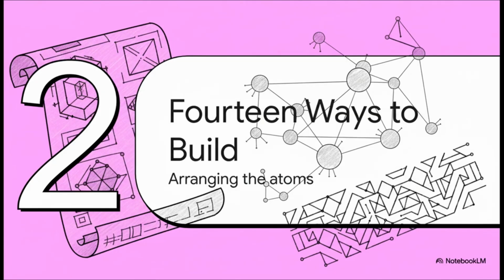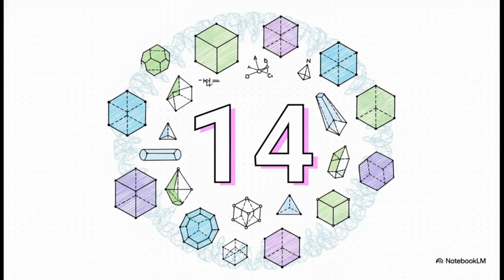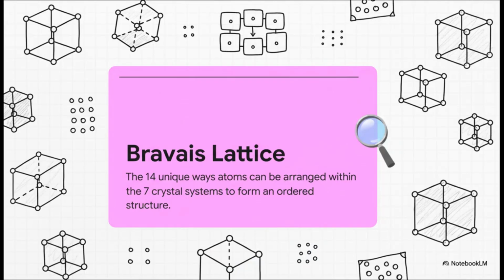So we have our 7 blueprints, but a blueprint is just an outline, right? The really interesting question is, how do you arrange the atoms inside that blueprint? This adds a whole new layer to our code. And get this, it turns out there are exactly 14 ways to do it. Not 13, not 15, just 14. These 14 arrangements are known as Bravais lattices.